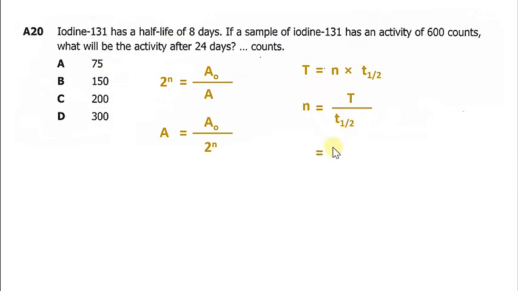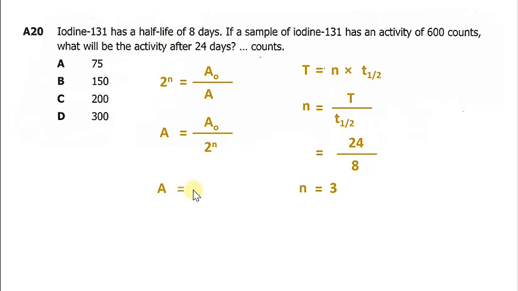So n will be total time over half-life. Total time is this one here, where they are asking what will be the activity after 24 days. So T, the total time, is 24, over the half-life. They say iodine 131 has a half-life of 8 days. So put it there: 24 divided by 8 will be 3. So n is equal to 3.